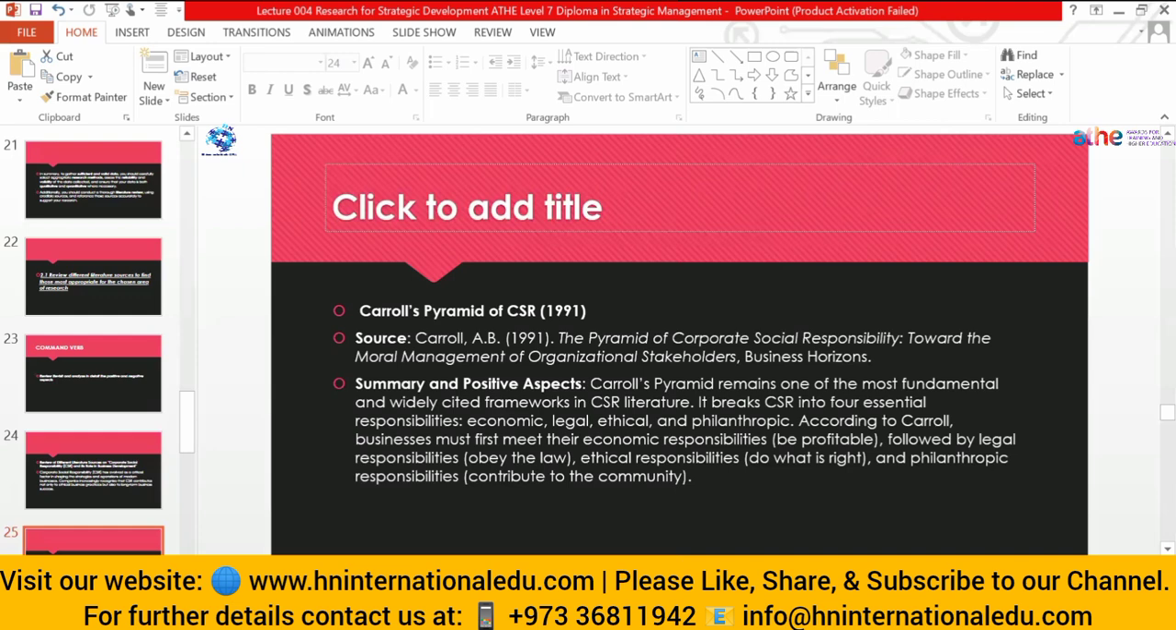According to Carroll, business must first meet the economic responsibilities, that is, be profitable, have enough money, followed by the legal responsibilities, obey the law and regulations framework, ethical responsibilities, to do what is right, that is, to be perfectly fine with every rule and regulation and being ethical too, and lastly, philanthropic, that is, contributing to the community. Whatever your work is for the CSR, it should be viable for the general public. This is the outcome. That is what I read from it.